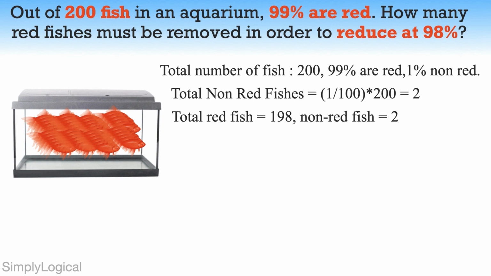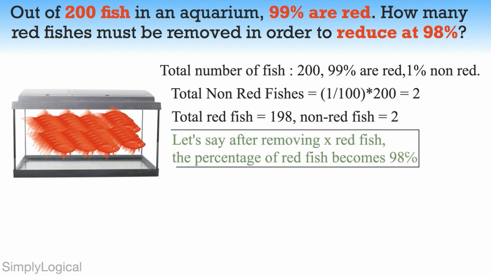Let's say after removing X red fish, the percentage of red fish becomes 98%. This can be represented in the form of an equation like this: (198 - X) / (200 - X) = 98/100.